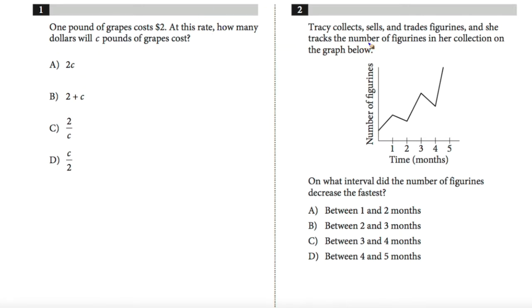Question 2, Tracy collects, sells, and trades figurines, and she tracks the number of figurines in her collection on the graph below. Here's my graph. I'm going to use my question to guide me back to my graph. On what interval did the number of figurines decrease the fastest? Meaning, where is the greatest decline?